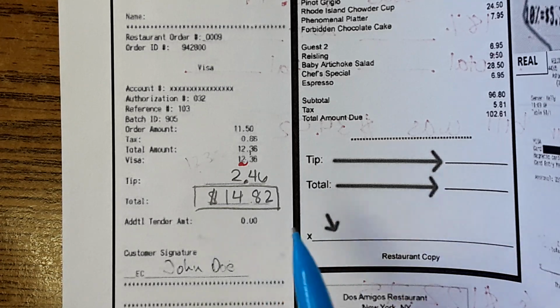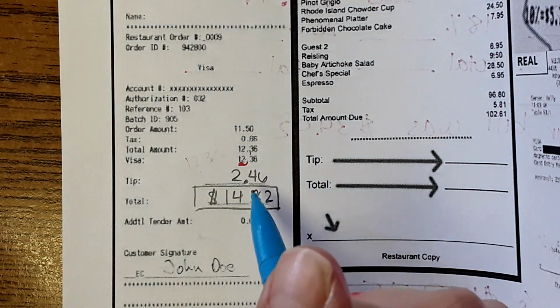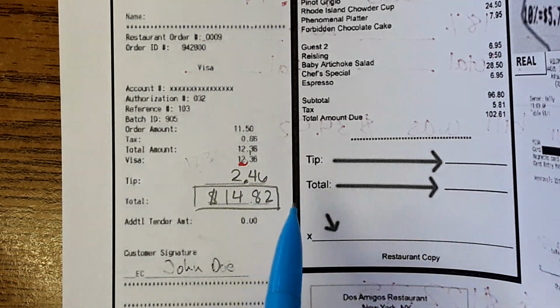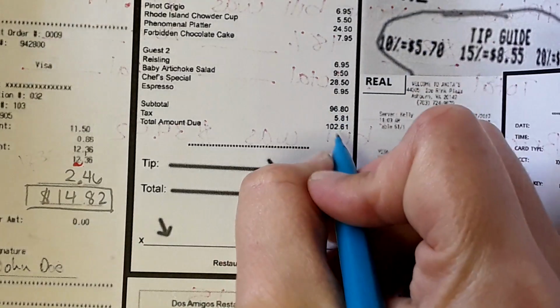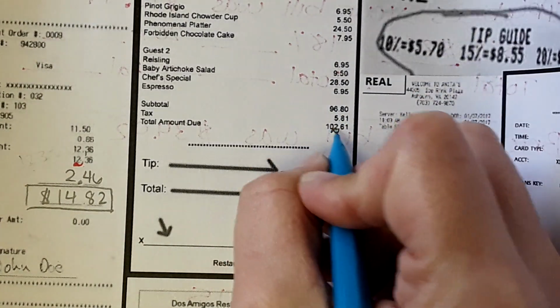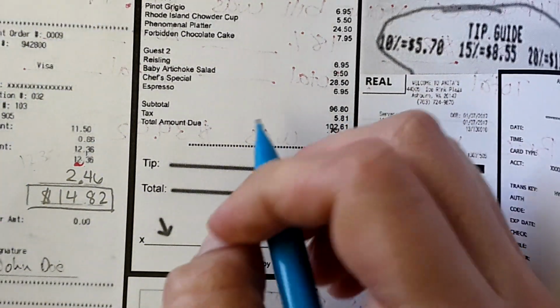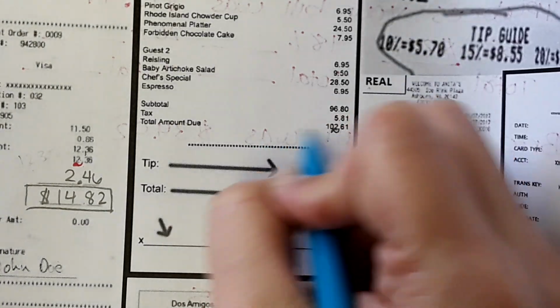Okay, but in the real world, let's not try to be too specific. We're going to round just to make our life easier. So for this next one, we have $102.61. If we move the decimal over once, we get $10.26. We'll just round to $10.